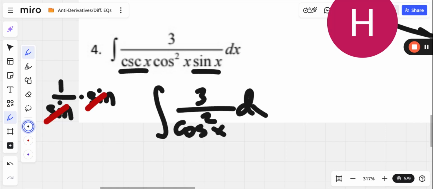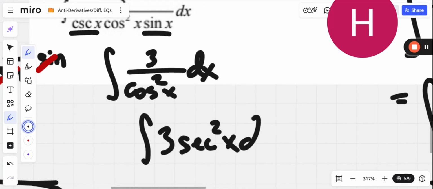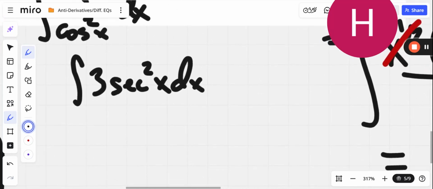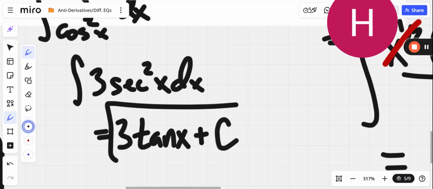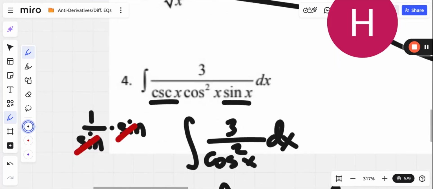And then we should probably rewrite that because we know that 1 over cos squared is just secant squared. And that is a nice derivative of something, right? That's already the derivative of something that we're familiar with, which is tan. So this is just going to be 3 tan x plus c. And this problem is, I'm sure you'll admit, much easier than it looked. We just had to simplify it first.